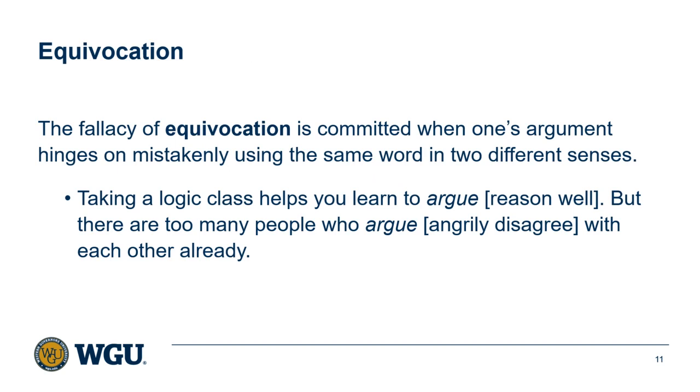Our final fallacy of relevance is called the equivocation fallacy. This fallacy occurs whenever I use the same word in two different ways. In this example, I am using the term argue, which can either mean to reason well or to angrily disagree, in a single argument. Often, this fallacy occurs whenever vague or ambiguous language is deliberately used with the intent of deceiving others. When this happens, the equivocation fallacy has been committed.